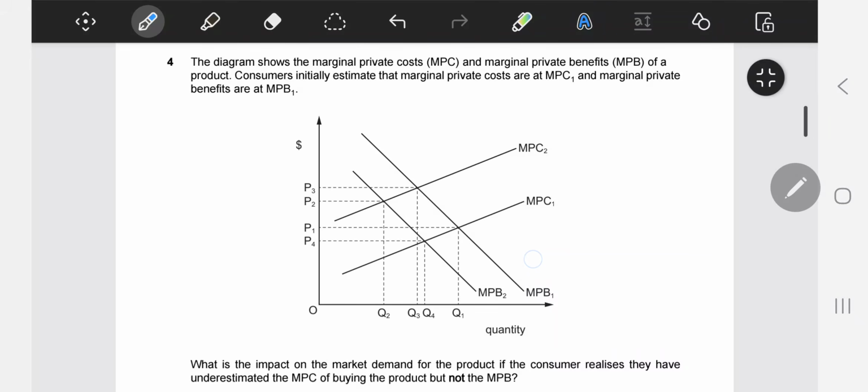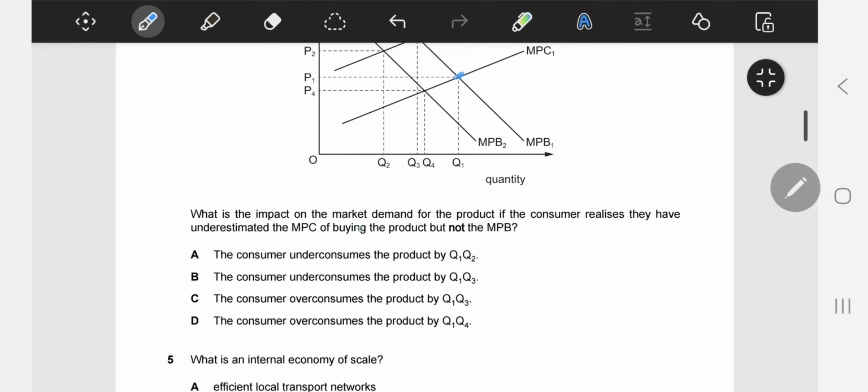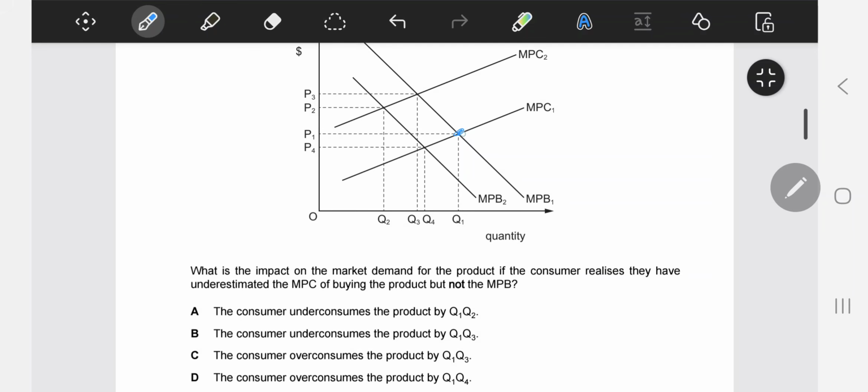Let's move on to question 4. The diagram shows the marginal private costs and the marginal private benefits of a product. Consumers initially estimate the marginal private costs are MPC1 and the marginal private benefits are MPB1. So the consumer is right here at that point. What is the impact on the market demand for the product if the consumer realizes that they have underestimated MPC of buying the product but not MPB? So if they've underestimated this, then it means the cost is higher. So we're going to move to that point and we're not going to move to another point because the other one, the MPB, is fine.